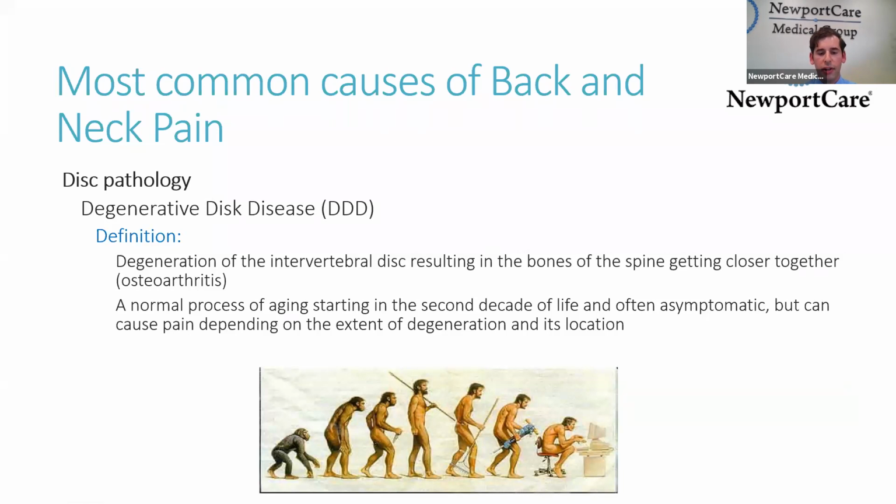So the next type of disc pathology we'll talk about is degenerative disc disease. Degenerative disc disease is degeneration of the intervertebral disc, which results in the bones of the spine getting closer together. Now, it is a normal process of aging that happens to everybody, and it typically starts in the second decade of life, where it's often asymptomatic. However, pain can develop depending on the extent of the degeneration and its location.